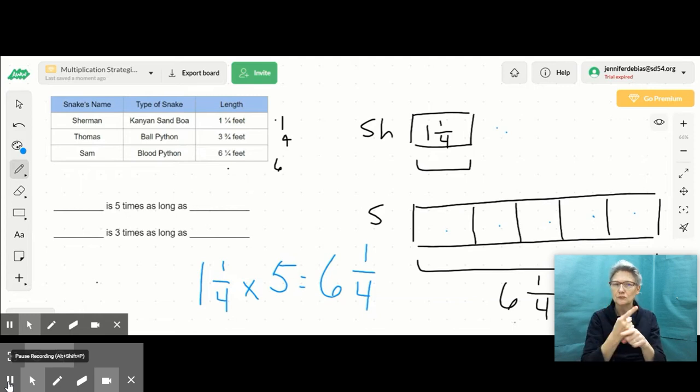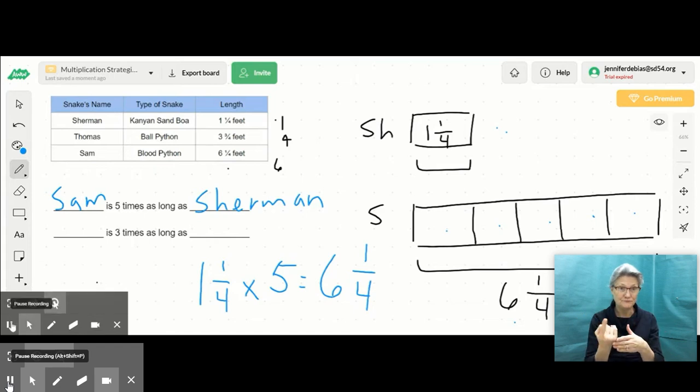So let's see if that's right. Well, I know that 1 times 5, I'm going to do this using distributive property. So 1 times 5 is 5, right? And 1/4 times 5 is 5/4. Well, I know that 5/4 is the same as 1 1/4. So 5 plus 1 1/4 is 6 1/4. So we figured that one out. So we know that Sam is 5 times as long as Sherman. All right, we got that one covered.